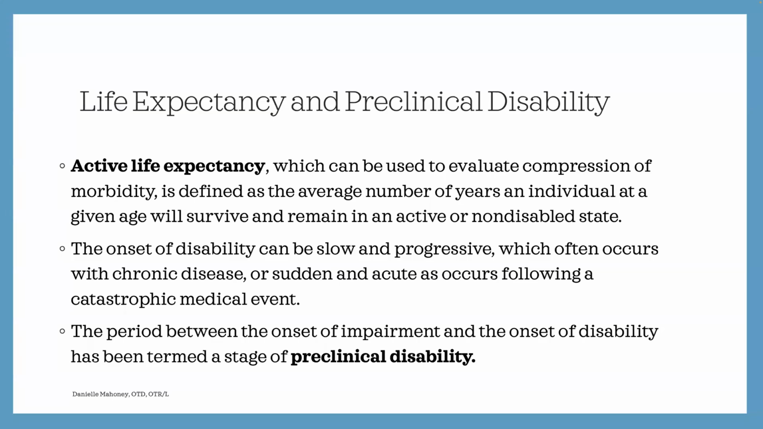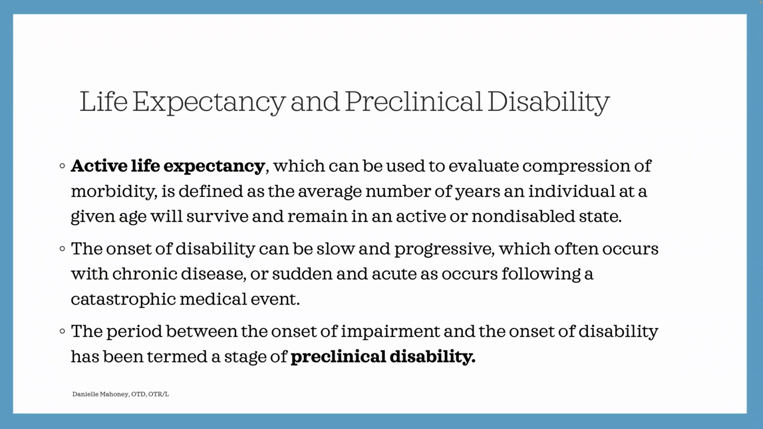Life expectancy and preclinical disability. So we covered a lot about life expectancy within the first lecture, but now thinking more in an assessment frame of mind. Active life expectancy, which can be used to evaluate compression of morbidity, is defined as the average number of years an individual at a given age will survive and remain in an active or non-disabled state. The onset of disability can be slow and progressive, which often occurs with chronic disease, or sudden and acute, as occurs following a catastrophic medical event, such as a stroke, a heart attack, a traumatic brain injury, etc.